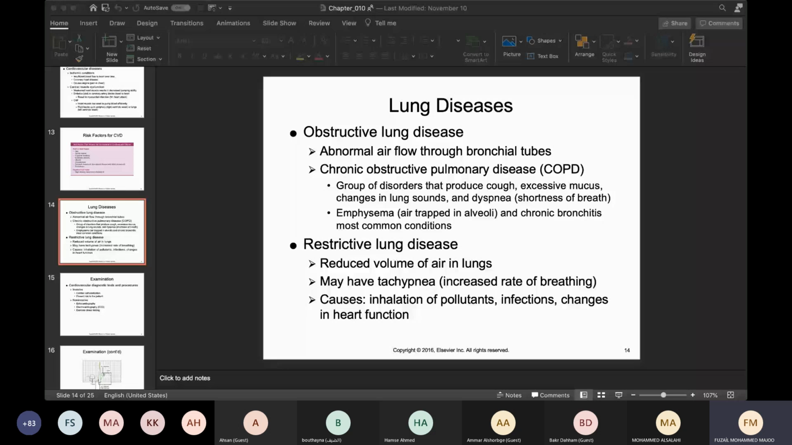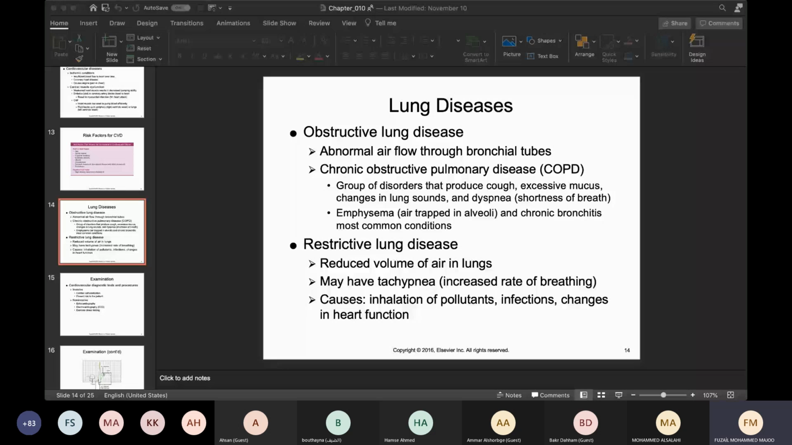Restrictive lung disease is when there's a reduced volume of air that goes into the lungs. So in individuals that have restrictive lung disease, even obstructive lung disease, they could have what's referred to as tachypnea. Tachy means fast, pnea means breathing. So just breathing fast. What are some of the causes of this? Well, among the many different causes, it could be pollutants in the air, smoking is another one, infections, and also heart function changes could lead to it.